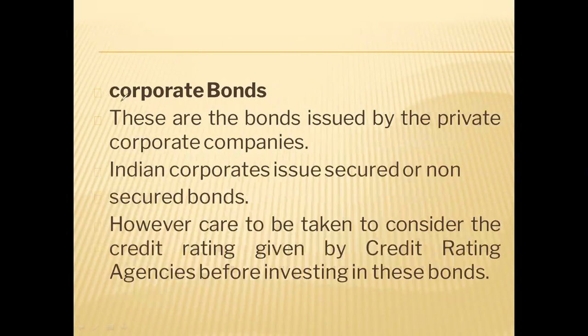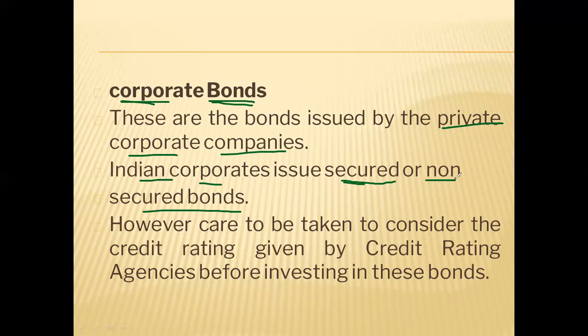Then another you can classify as corporate bonds. It will be the opposite. Corporate bonds are those issued by private companies. Government bonds we have seen are issued by governments, while corporate bonds are issued by private companies. For example, Reliance Industries, a private company, if it is issuing a bond, it will be known as a corporate bond. In India, corporates issue secured as well as unsecured bonds. Secured bonds have a security, and unsecured or non-secured bonds do not have any security, like your secured debentures and non-secured debentures.